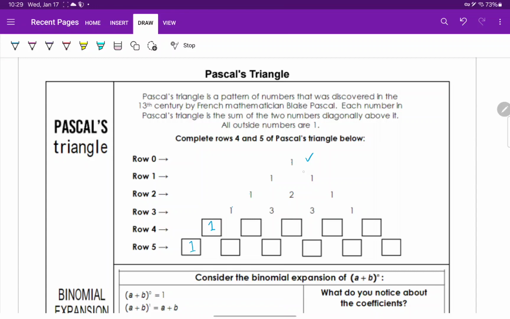So you start at the top 1, go to the right 1, 1, 1. And this would be 1 and this would be 1. That's the one that says all outside numbers are 1. So that's what I just did there.